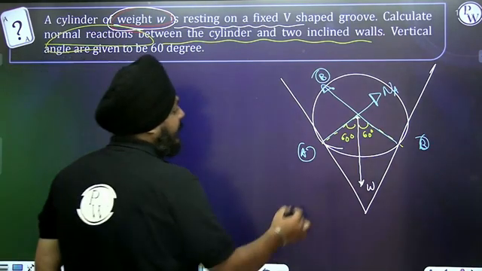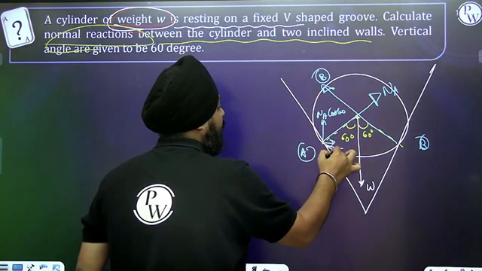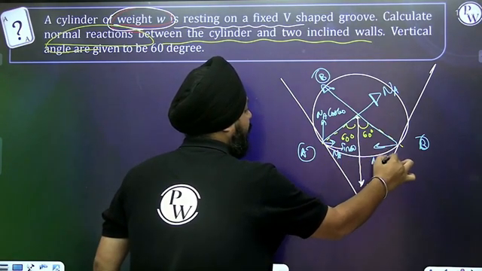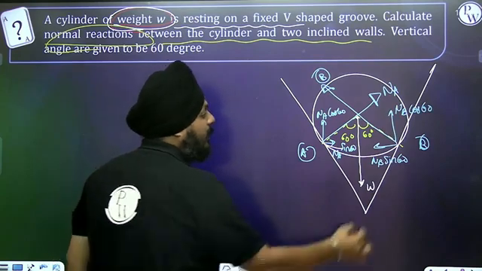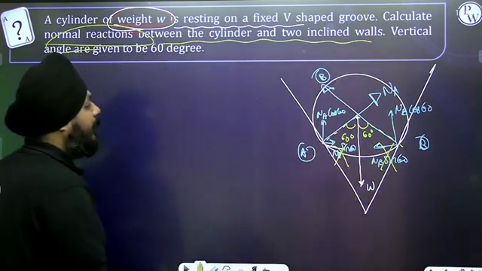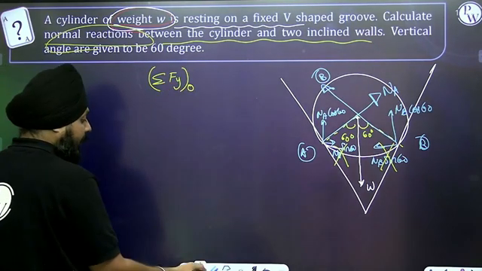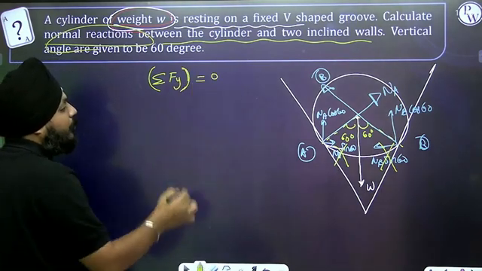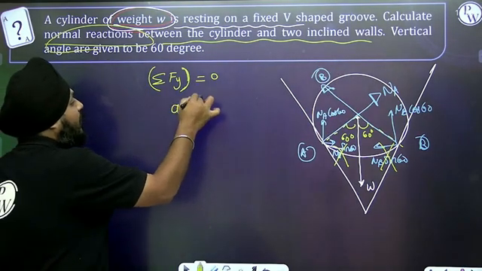Now, NA has two components. This is NA cos 60 and this is NA sin 60. Similarly, NB sin 60 and NB cos 60. The horizontal components are going to cancel. Only the vertical components remain, so the summation of all Y forces is 0. Why is it 0? Because the system is in equilibrium, it is not moving, so the net acceleration along Y is 0.